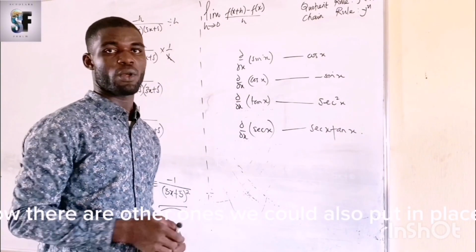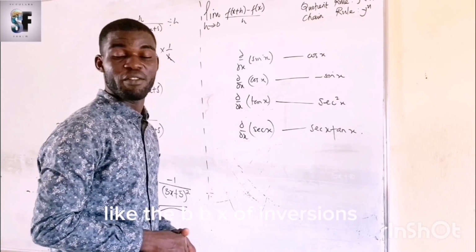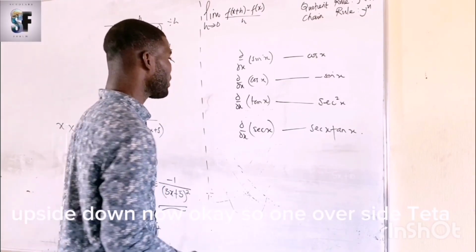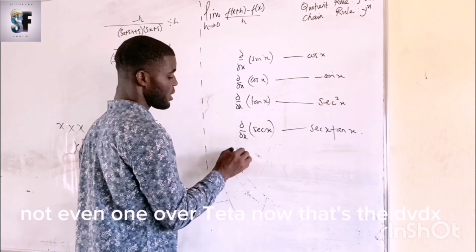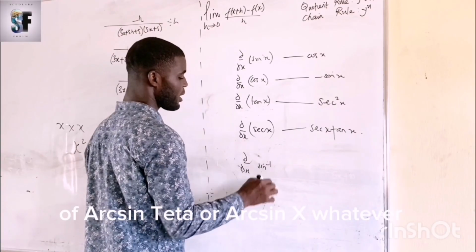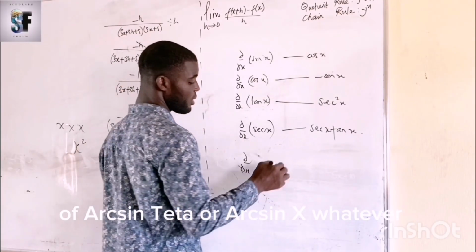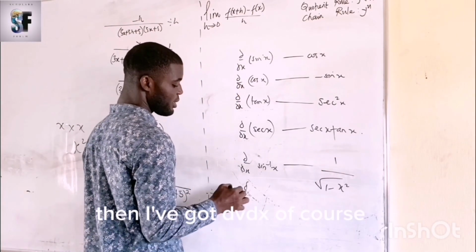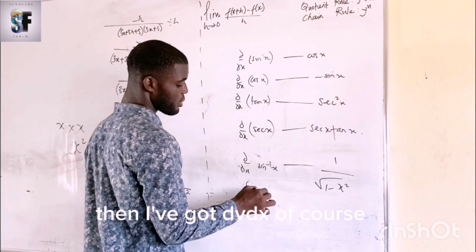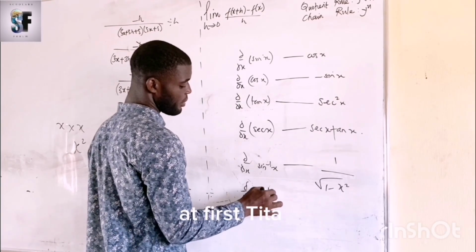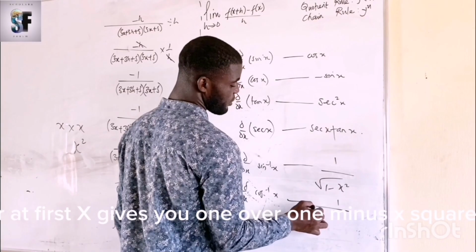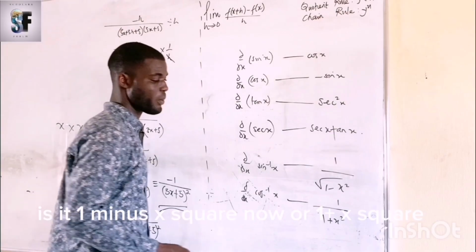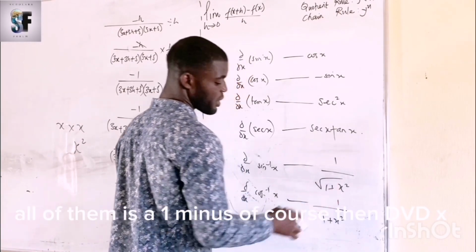Now, there are other ones we could also put in play, like the d/dx of inverse functions. There's the d/dx of arcsin x, which gives you 1 over the square root of 1 minus x squared. Then I have d/dx of arccos x, which gives you 1 over 1 minus x squared. Is it 1 minus x squared now, or 1 plus x squared? I believe it's 1 plus x squared. Or one of them is a 1 minus, of course.